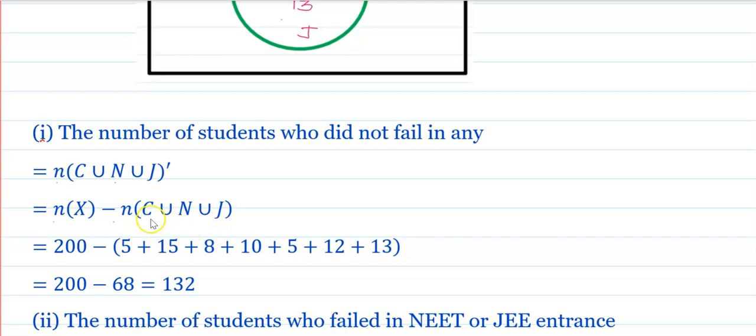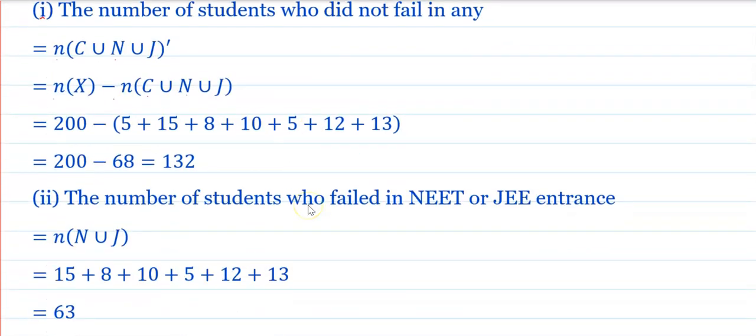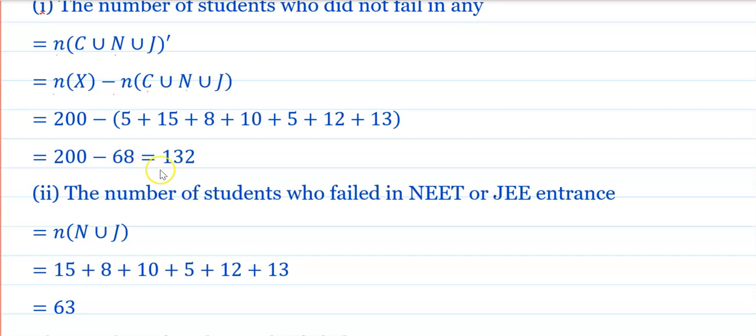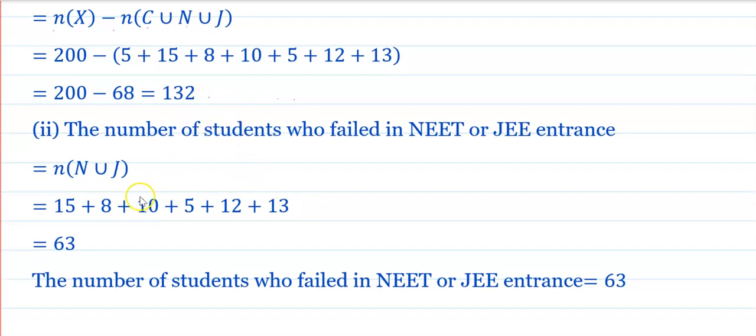Okay. Now n of C union N union J is the total number of failed students, so we'll calculate it. First is 15 plus 5, that is 20. Then 30. 30 plus 5, then you will get 35. 35 plus 20, that is 55. 55 plus 13, then you will get 68, and hence 200 minus 68 is equal to 132. Hence, the number of students who did not fail in any examination is 132.